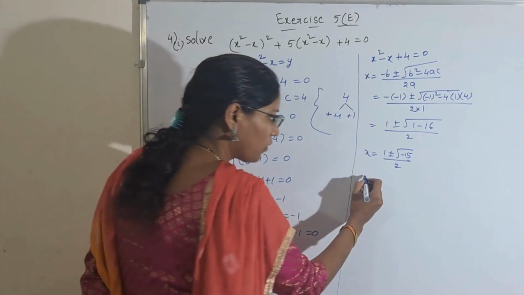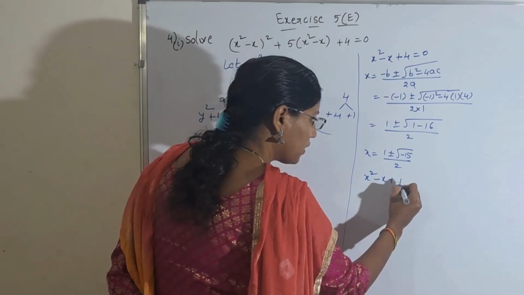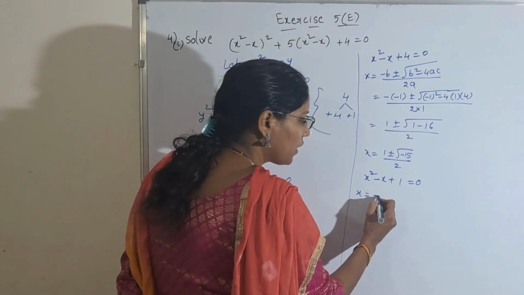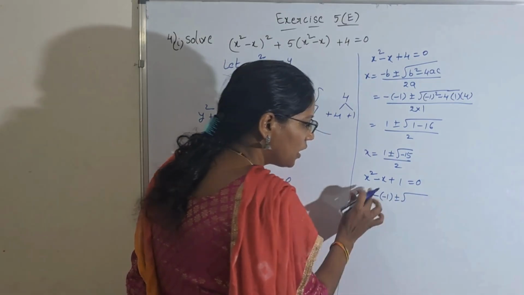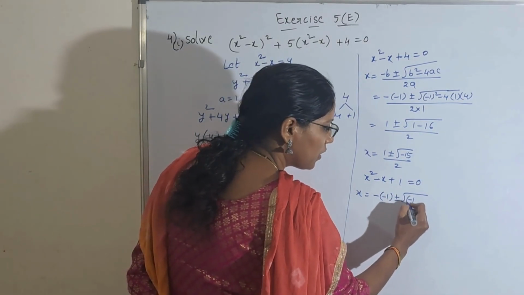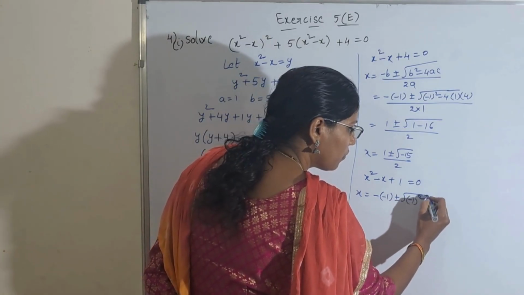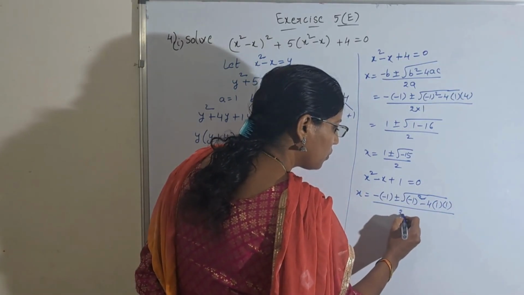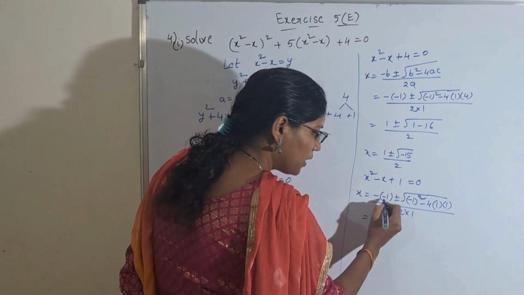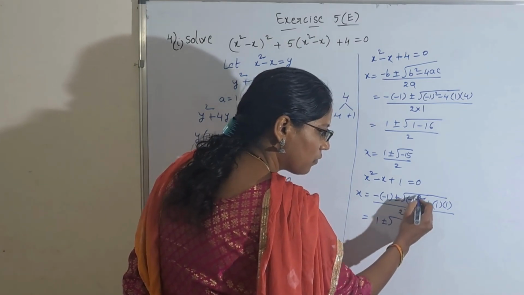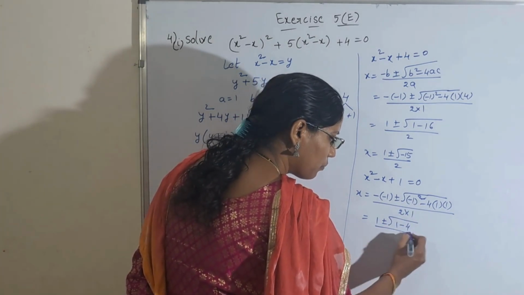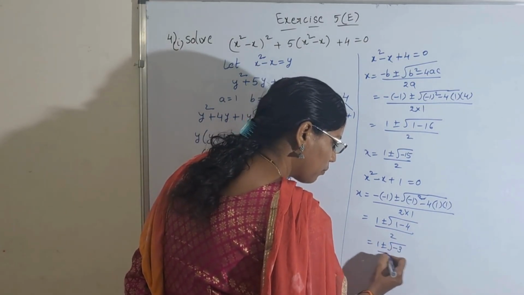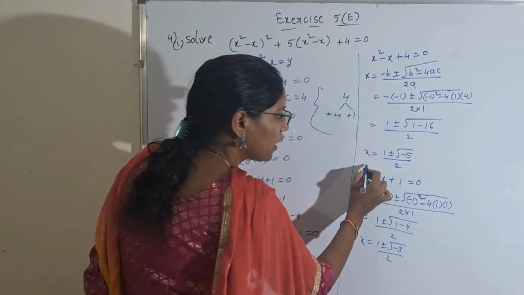Next, x square minus x plus 1 equal to 0. Here x is equal to, the same formula we have to apply: minus of minus 1 plus or minus root of, here b value is minus 1, minus 1 whole square minus 4 times a value 1, c value 1, by 2 into a value 1. Minus into minus is plus 1, plus or minus root of 1 square is 1 minus 4, by 2. So 1 plus or minus root of 1 minus 4, which is minus 3, by 2. These are the x values.